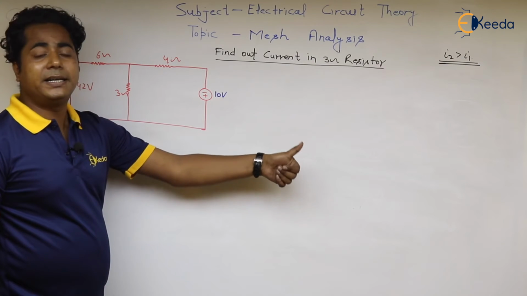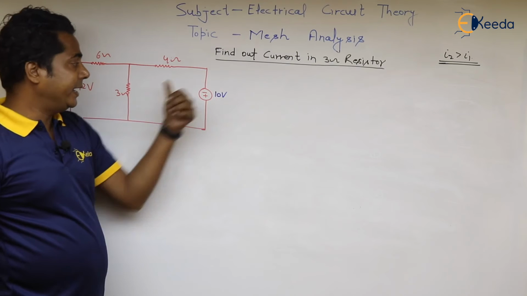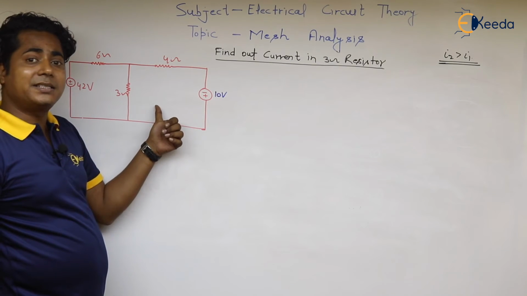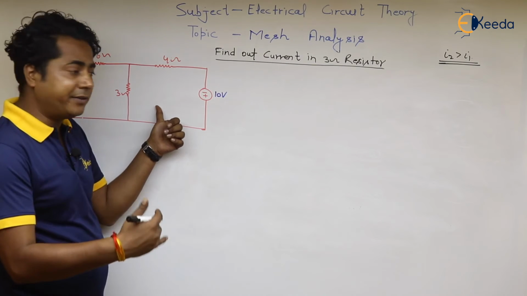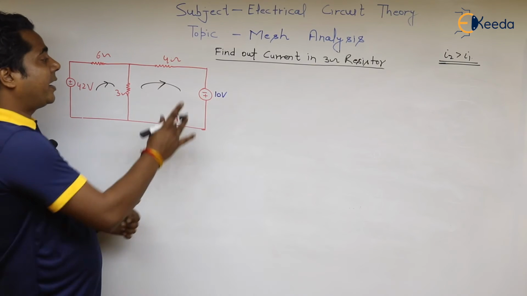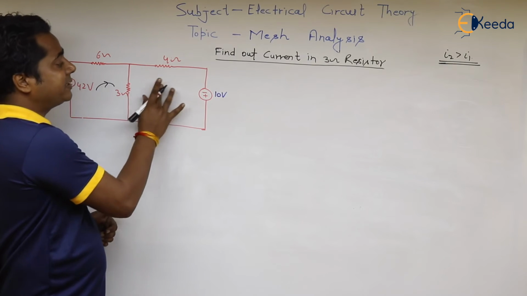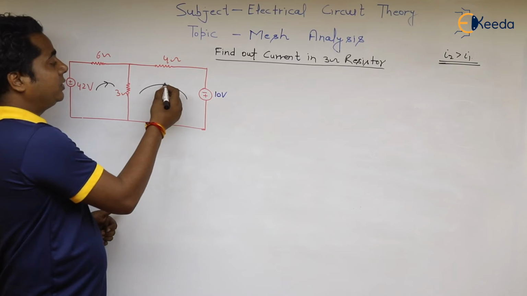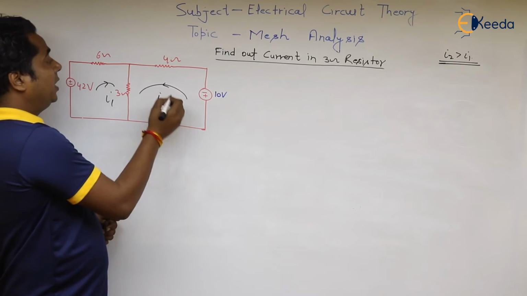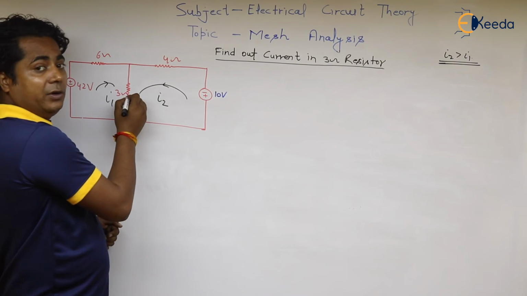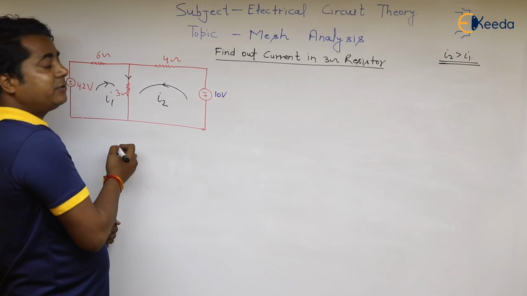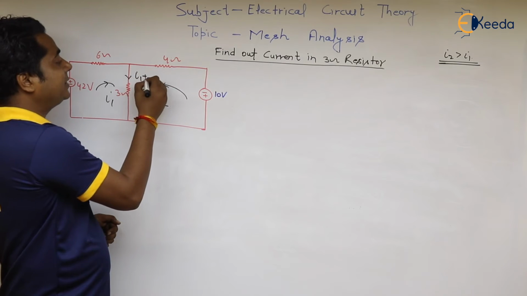Right now we have discussed method number 1, and here we will be discussing method number 2, where we are assigning the current direction in a different way. Previously I assigned the current directions I1 and I2 this way, but now I'll change the direction of mesh number 2 this way. This is your I1 and this is your I2. It means the current flowing in the 3 ohm resistor is I1 plus I2. Both currents are flowing downwards, so I1 plus I2.